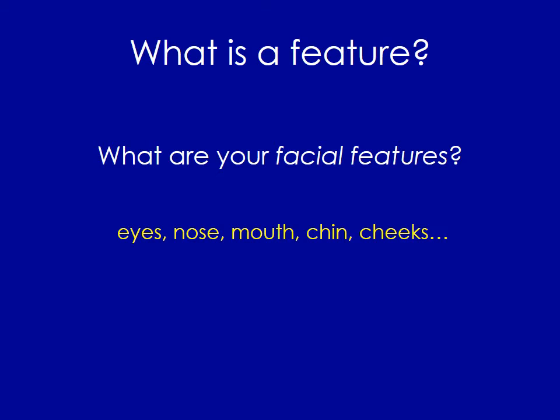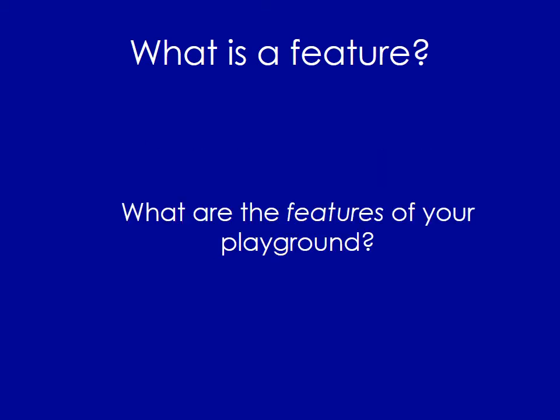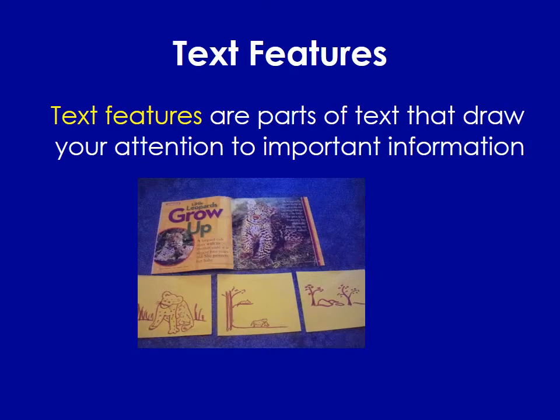What are your facial features, parts of your face? Eyes, nose, mouth, chin, cheeks, for example. What are some features that you might see on a playground? And have the children name those. Text features are parts of text or books that draw your attention to important information, those things that are necessary for you to understand what it is you're reading.